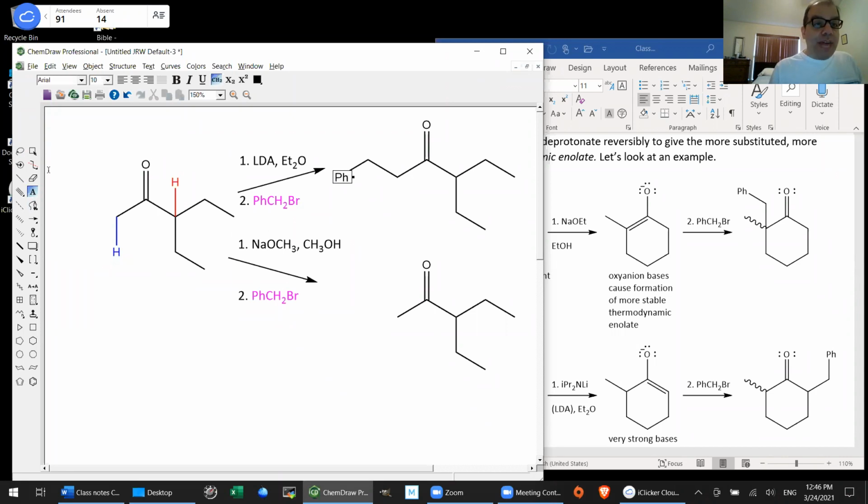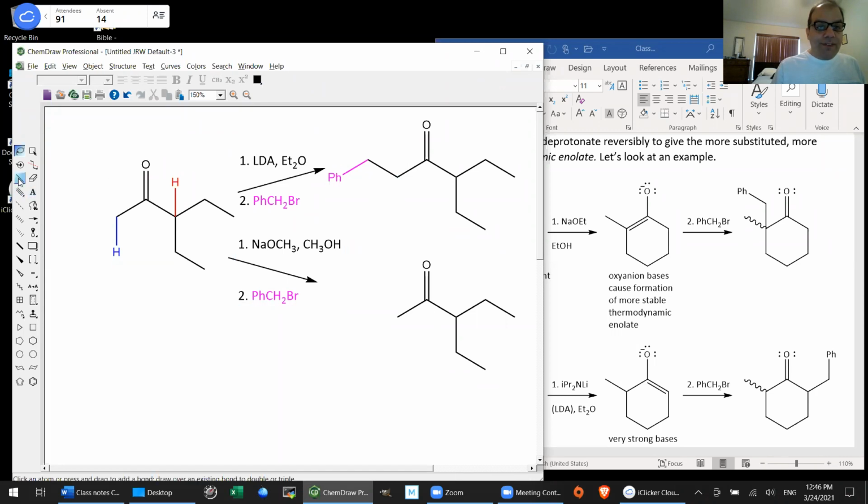So be sure that you have the right number of carbons, don't lose a CH2. But there's your benzyl group. Of course, this is the CH2 that was there to begin with. It used to be the methyl group.